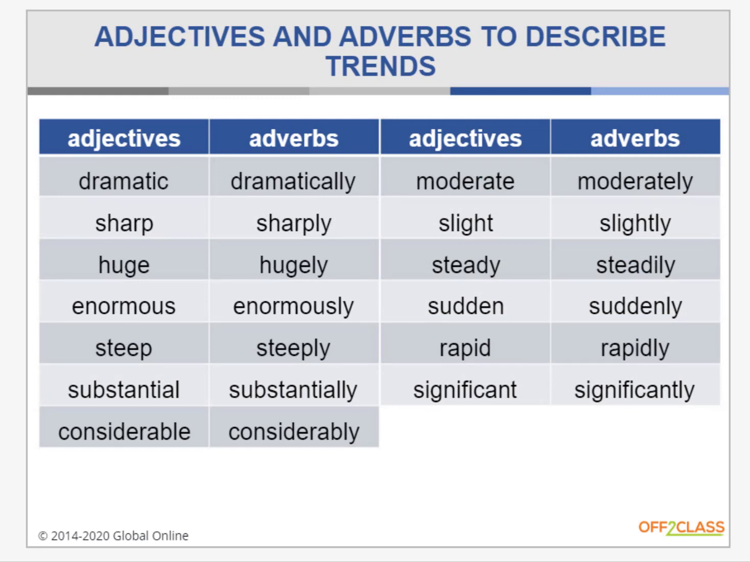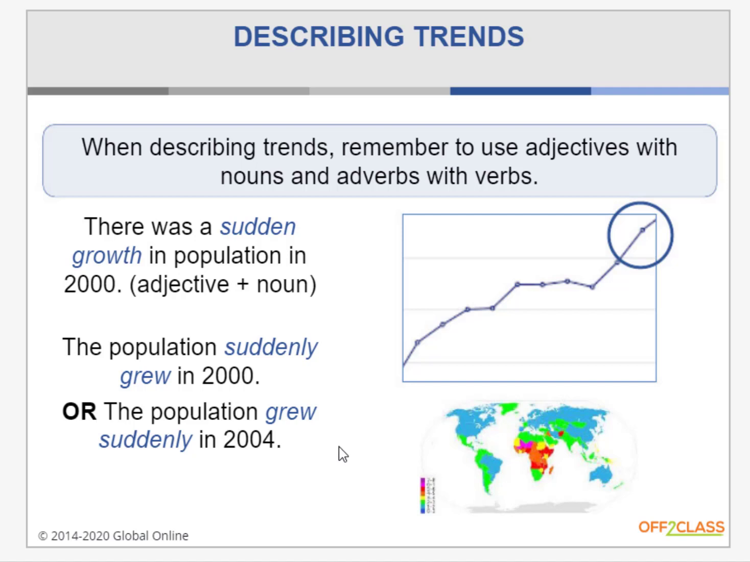Okay, so now we have some adjectives and adverbs to describe trends. For adjectives, you have dramatic, and the adverb version of that would be dramatically. You see the difference? How about sharp and sharply, huge and hugely, moderate and moderately, slight and slightly. You see how the differences between adjectives and adverbs work? This is important because when we're describing trends, you want to make sure that you use adjectives with nouns and adverbs with verbs. So here are some examples below.